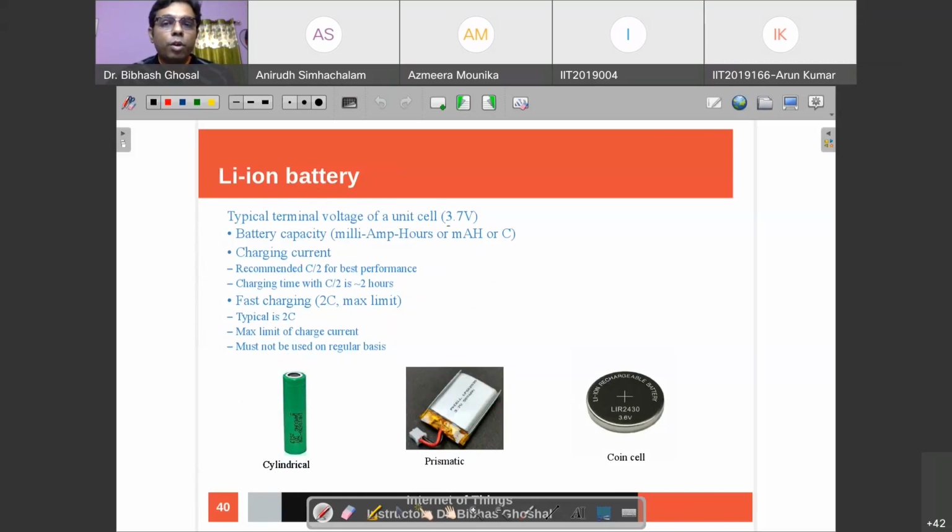It provides a good enough voltage, 3.7 volts. Battery capacity is measured in milliampere-hours. And we have the charging current. Very fast charging. So this is typically one of the reasons why these batteries are preferred.